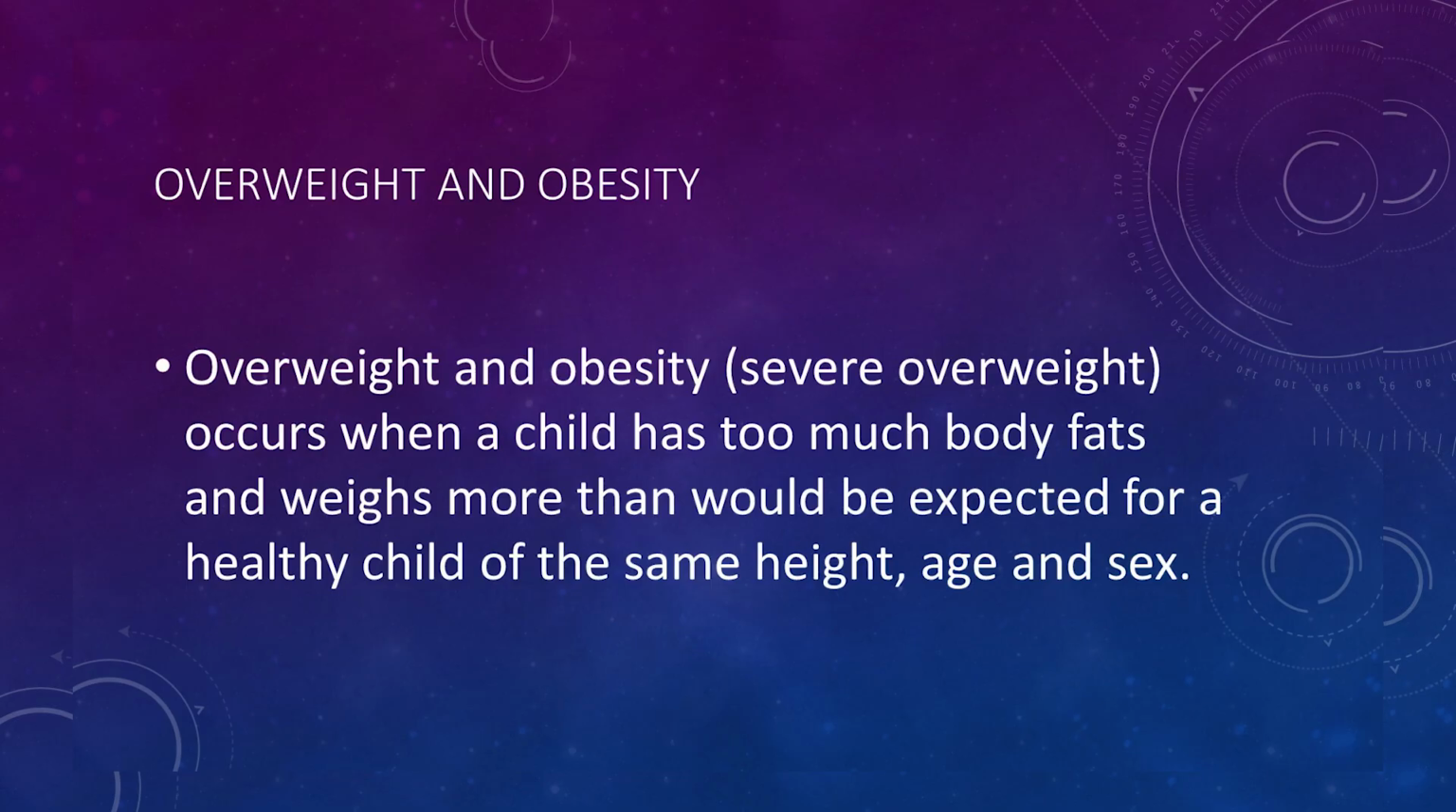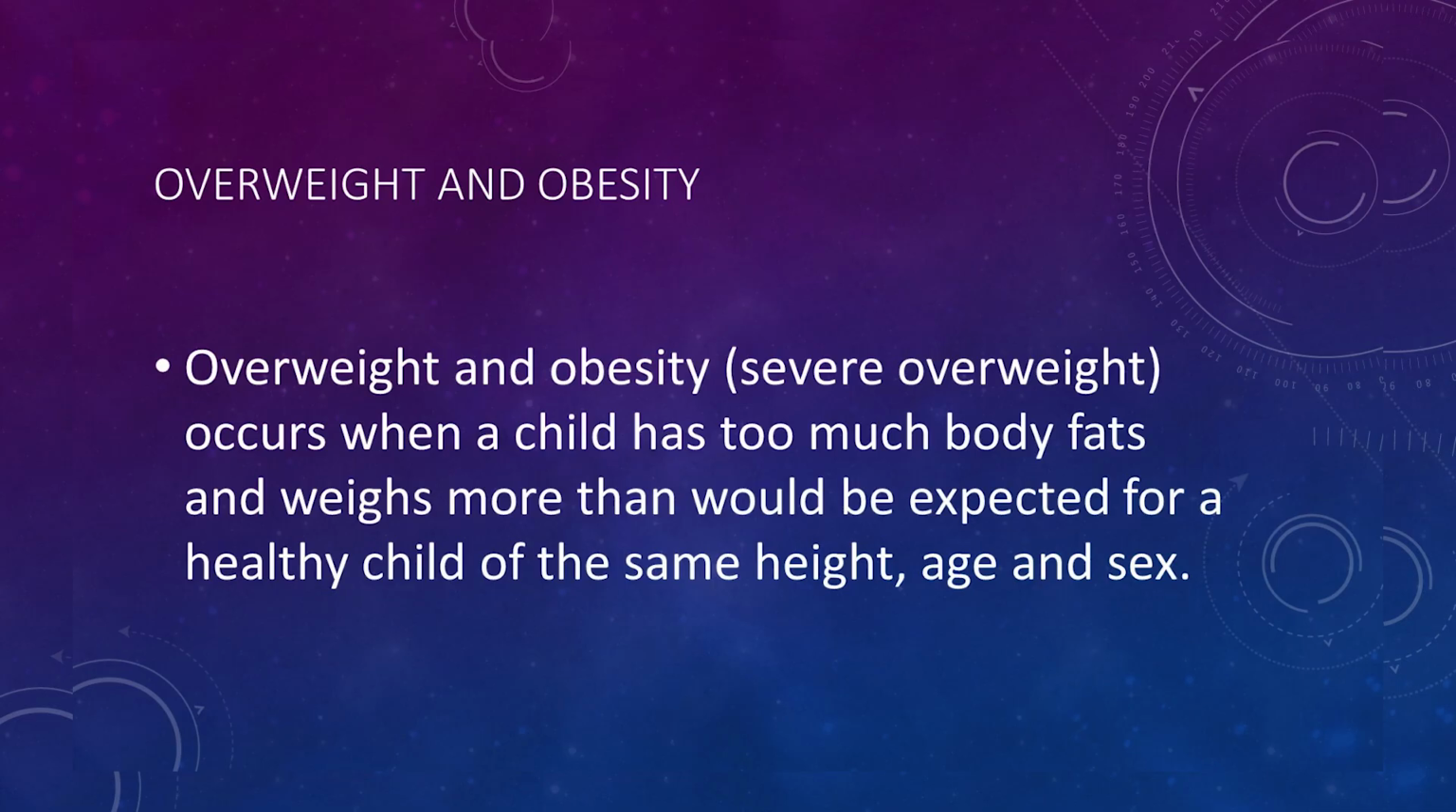Then the next point observed by anthropometry in children is overweight and obesity. After underweight, overweight is again a problem observed in children. Overweight and obesity occur when a child has too much body fat and weighs more than would be expected for a healthy child of the same height, age and sex.